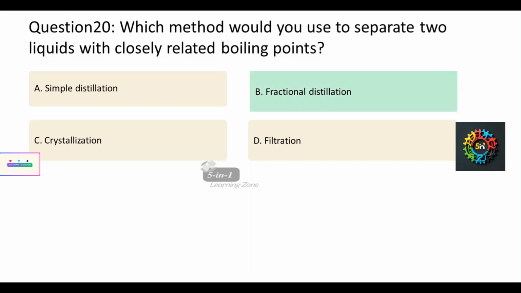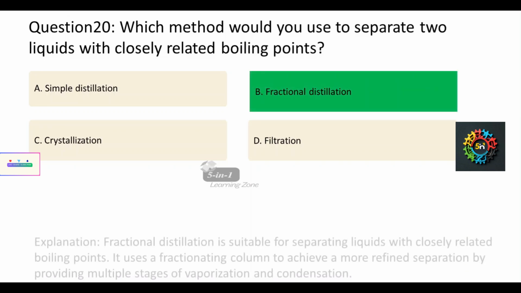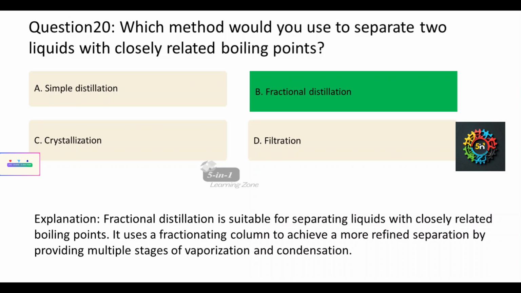Question 20. Which method would you use to separate two liquids with closely related boiling points? Correct answer: B. Fractional distillation. Explanation: fractional distillation is suitable for separating liquids with closely related boiling points. It uses a fractionating column to achieve a more refined separation by providing multiple stages of vaporization and condensation.